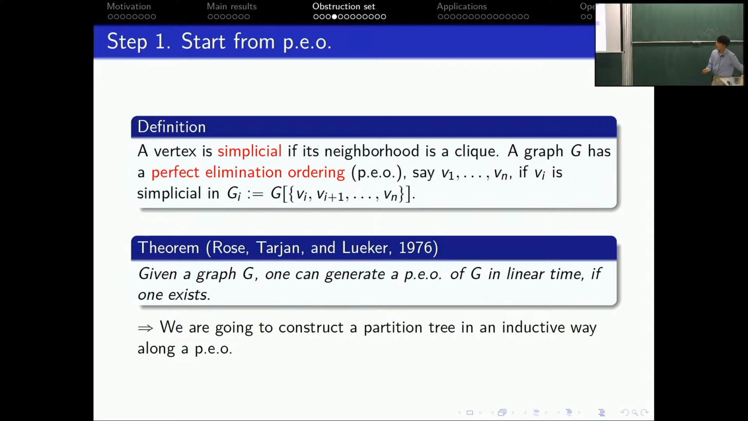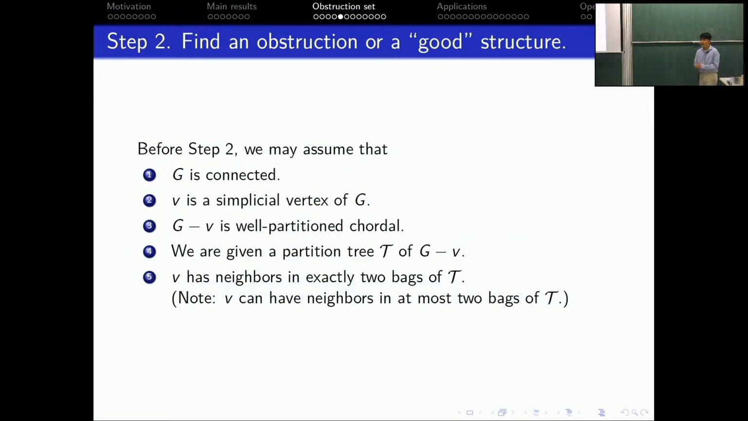And the second step is to find some obstruction or a good structure. So before step two, we may assume something. First, we can assume that G is connected, because otherwise we can try to find the partition tree on each component. And we denote by v the simplicial vertex of G. And since we try to construct a partition tree in an inductive way, we can assume that G minus v is well-partitioned chordal. Even more, we can assume that we are given a partition tree.